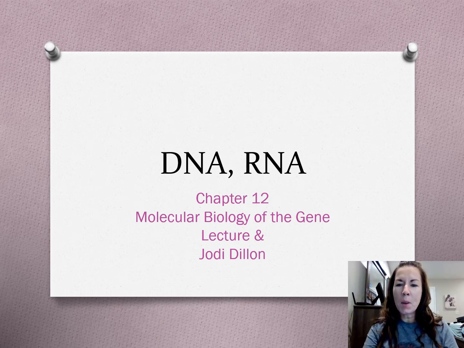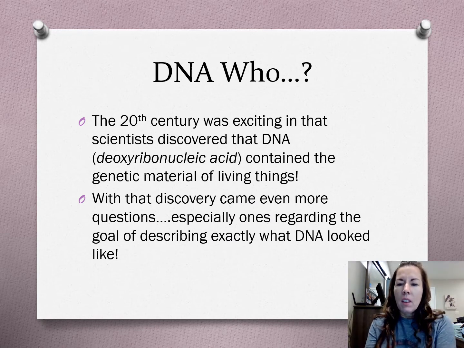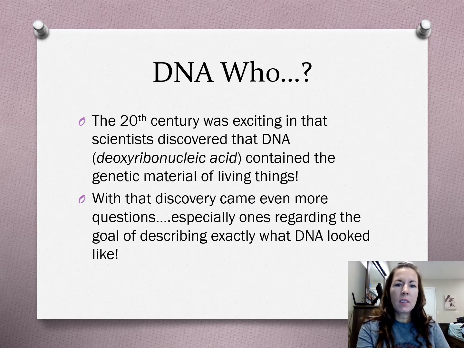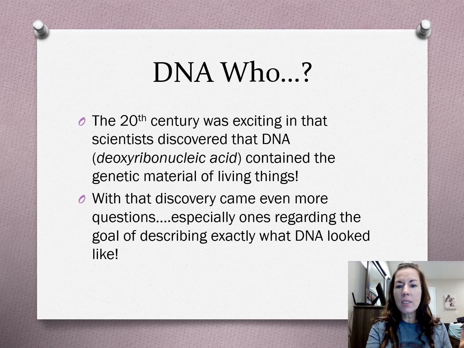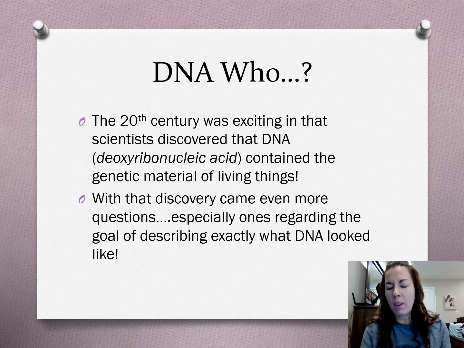So today we're going to talk about DNA and RNA. So this comes from your chapter 12, but it's my variation of chapter 12. So in the 20th century, it was very exciting because that's when scientists discovered that DNA, or deoxyribonucleic acid, was a thing that had basically all the information for living organisms.